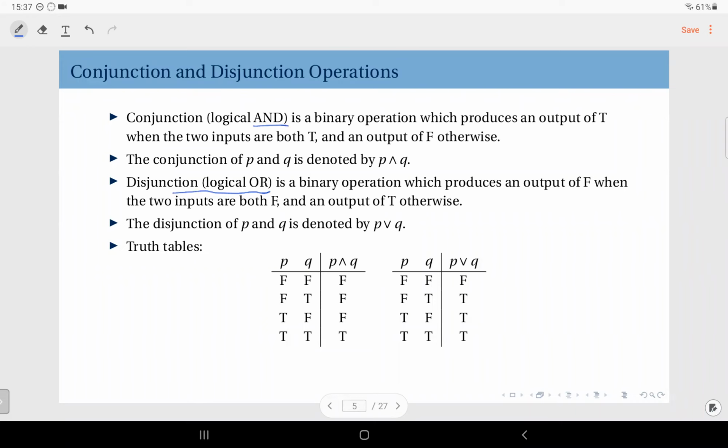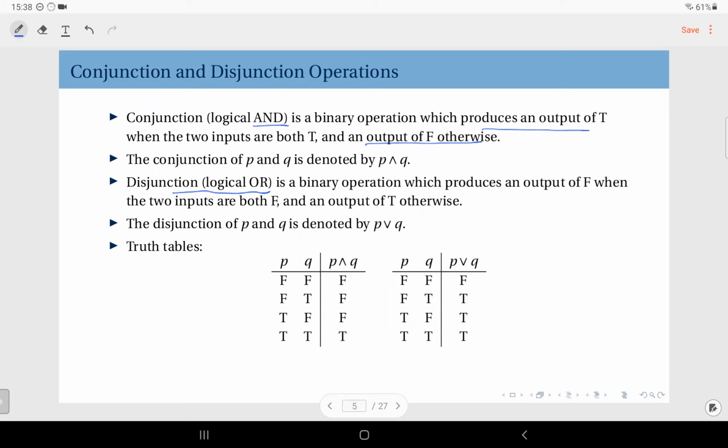As you recall, negation is a unary operator, which means it accepts a single input. As opposed to that, conjunction and disjunction accept two inputs. Okay, two propositions are inputs to these operations. Logical AND, or conjunction, is a binary operation which produces an output of true when both inputs are true and an output of false otherwise. So the only way an AND operator produces an outcome of true is that both inputs are true.